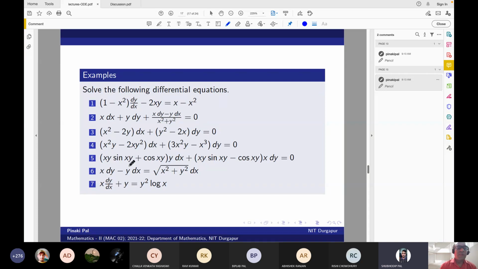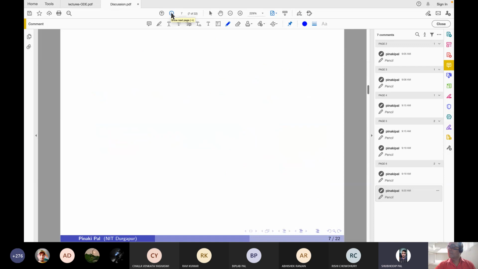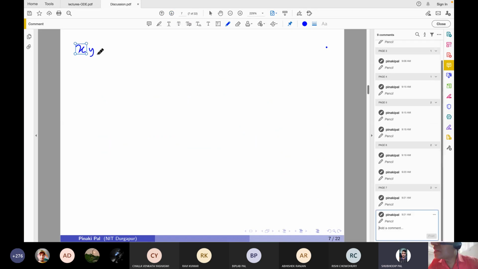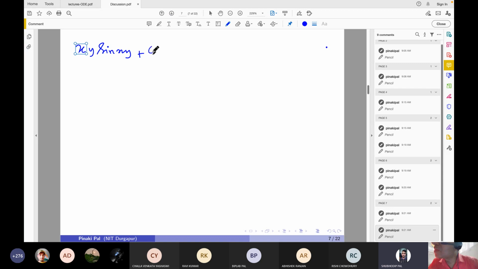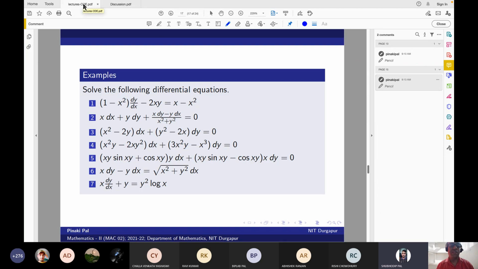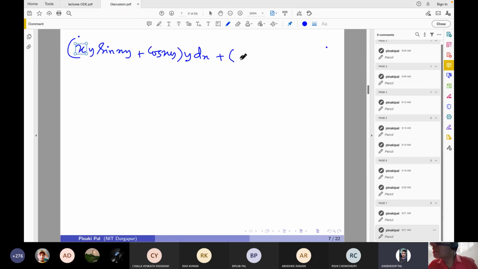Problem number 5 is (xy sin xy + cos xy) y dx + (xy sin xy − cos xy) x dy = 0. So this is the given differential equation.